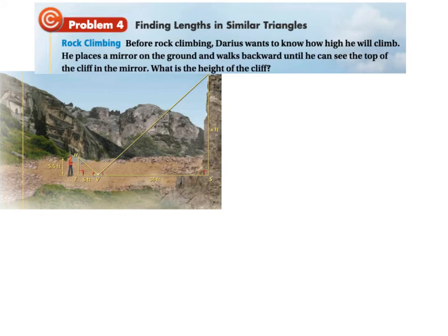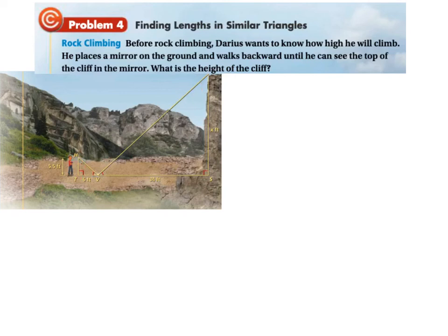So again, here we have the setup. Before rock climbing, Darius wants to know how high he will climb up this cliff, which is X. I know these values are small. I'll tell you what they are. Okay. He places the mirror on the ground and walks backward until he can see the top of the cliff in the mirror. What is the height of the cliff? And again, notice that he adjusted his distance from there in order to be able to see exactly that top of the cliff.